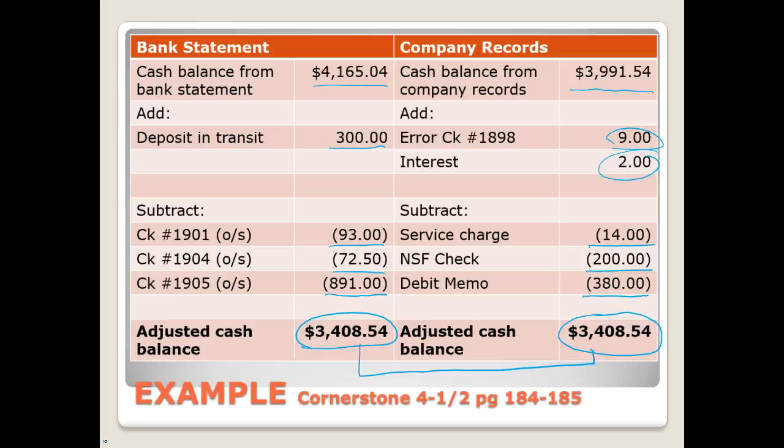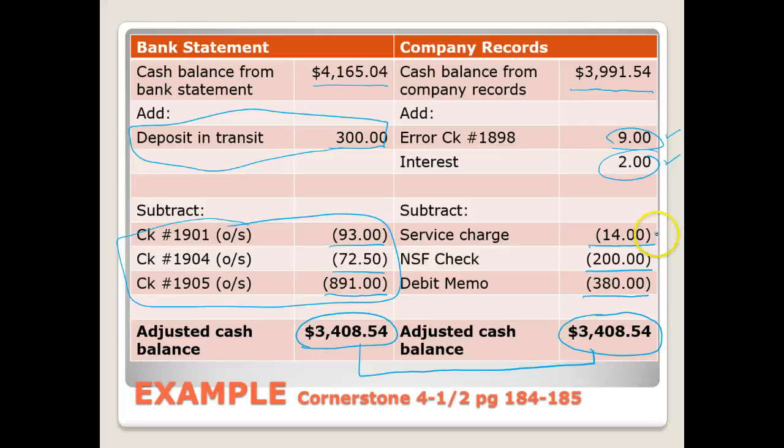Finally, I have to make adjusting entries. Now remember, we do not adjust for deposits in transit or for any of those outstanding checks. Those are already accounted for in the company records. What I do need to do is make adjusting entries for the check error and the interest, both of which should add money to my cash account, right? If I'm going to add amounts to my cash account, those are going to be debit entries to cash and credit entries to something else, right?